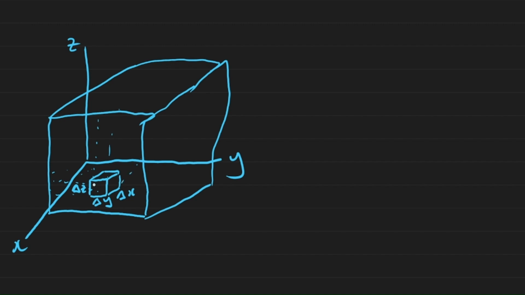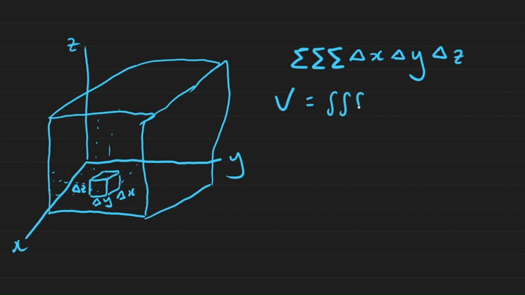That's the y-axis. So if we wanted to compute the volume, we would have 3 summations of delta x, delta y, and delta z. And then, of course, if we let delta x, delta y, and delta z approach 0, and it becomes dx, dy, and dz, then we have the triple integral of dx, dy, and dz. And then this is computed over some region.